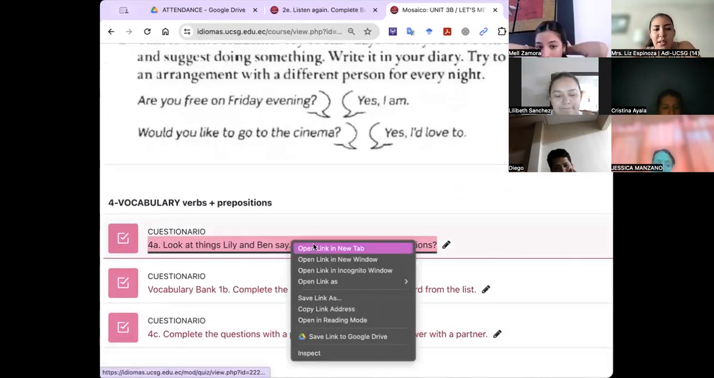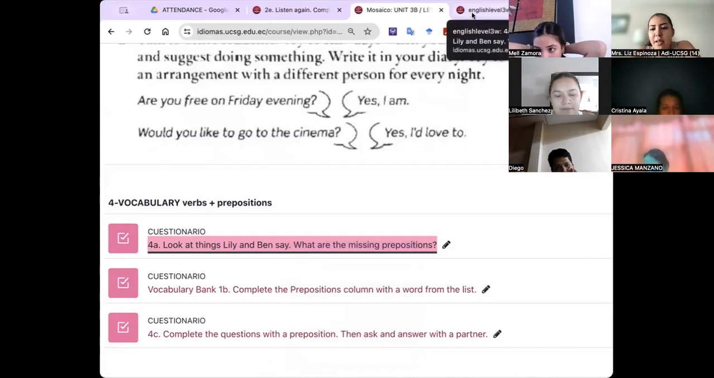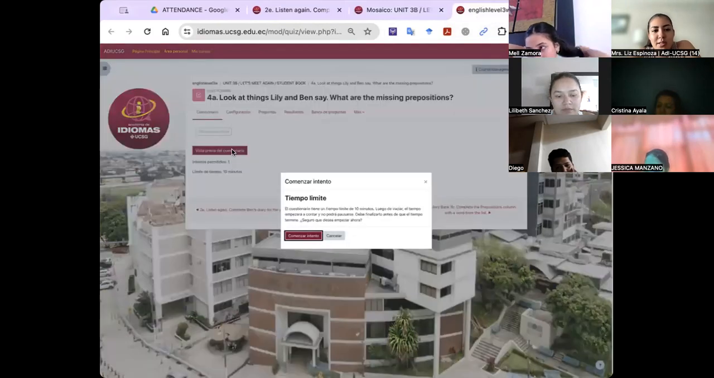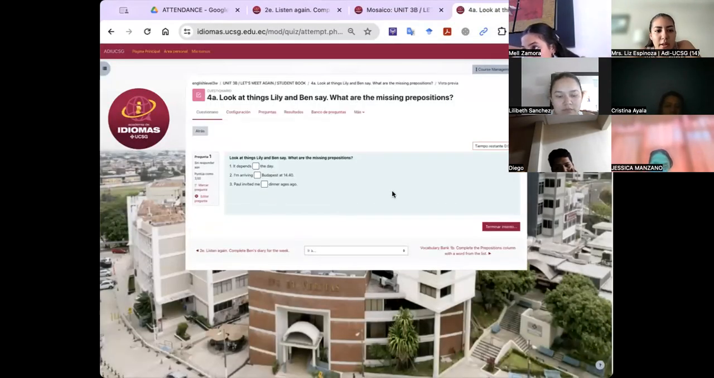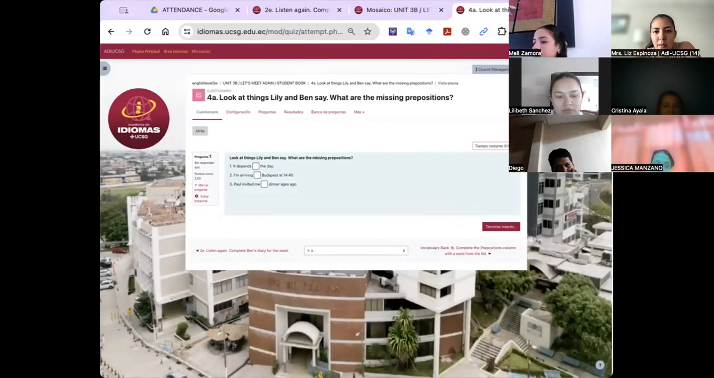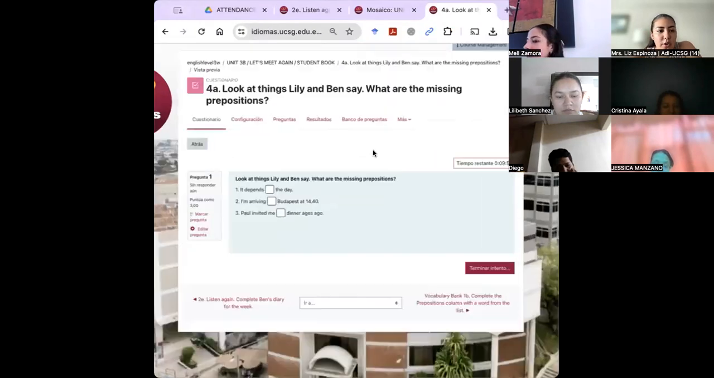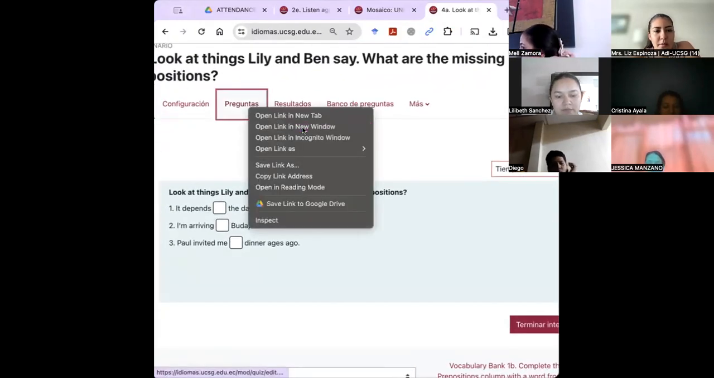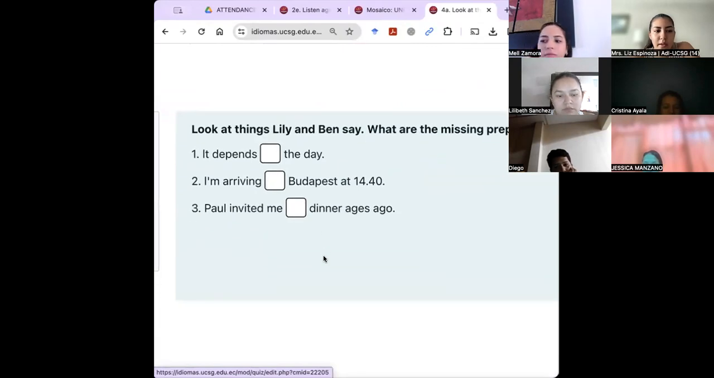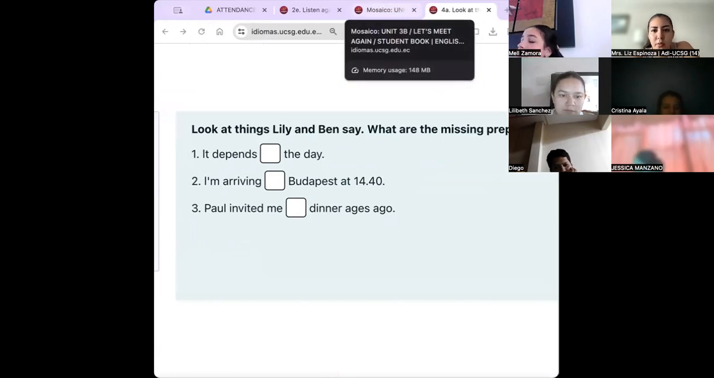All right, so let's see. We continue with Lily and Ben. They are the main characters of today, okay? Here it says, what are the missing prepositions that we have in the information that they share in the audio? Let's see. Okay, so here it says, it depends the day. I am arriving Budapest at 2:40. Paul invited me dinner ages ago.